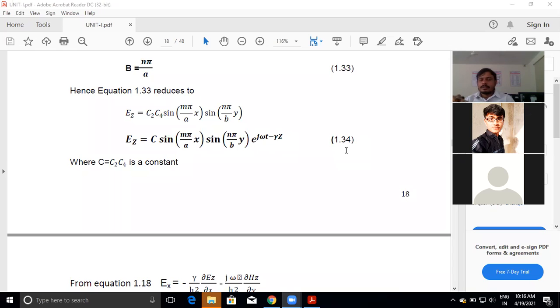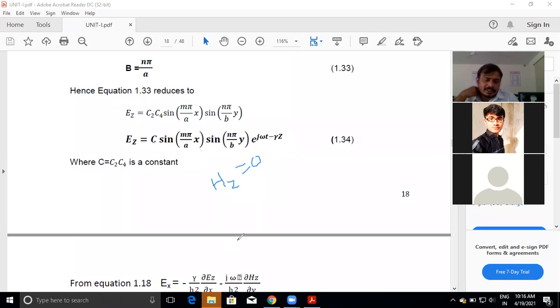So now here, already TM mode, we know that in TM mode, Hz is 0. So here in TM mode, Hz is equal to 0. Okay, so we have only Ez.